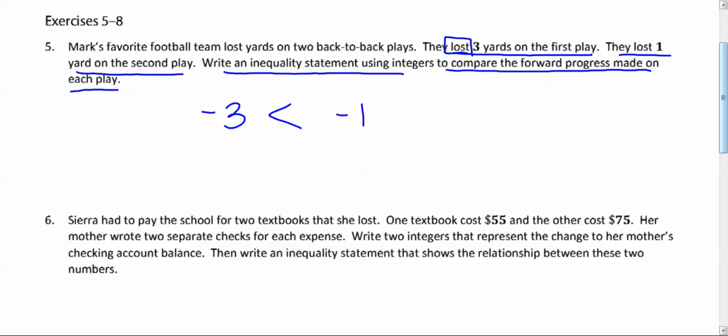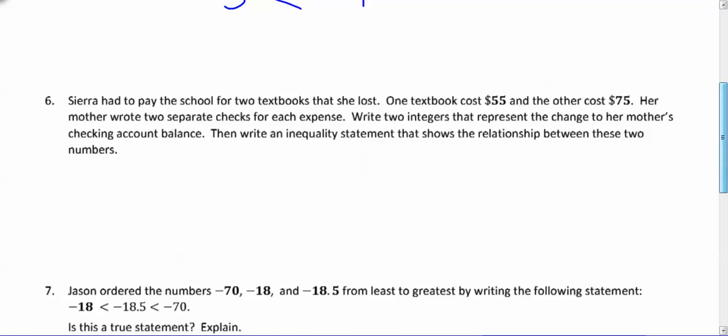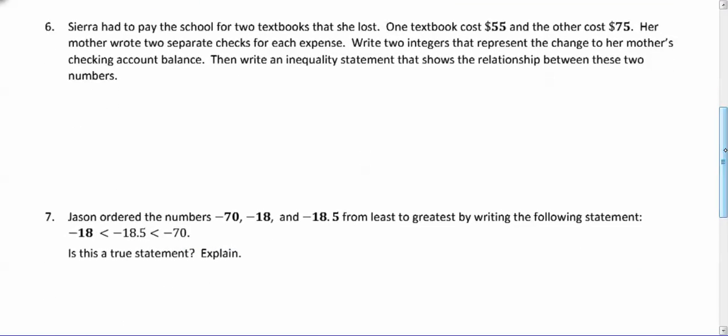All right, the next example has to do with a young lady losing her textbooks and probably a very unhappy mother. Sierra had to pay the school for 2 textbooks that she lost. One textbook cost $55. The other cost $75. Her mother wrote 2 separate checks for each expense. I felt like I had to clarify that. All right, write 2 integers that represent the change to her mother's checking account balance.